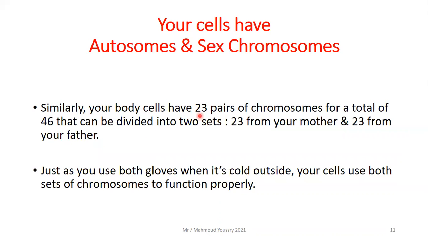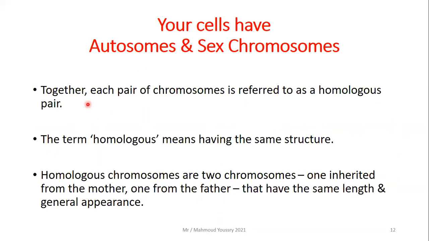Similarly, your body cells have 23 pairs of chromosomes for a total of 46 that can be divided into two sets, 23 from your mother and 23 from your father. Just as you use both gloves when it's cold outside, your cells also use both sets of chromosomes to function properly.